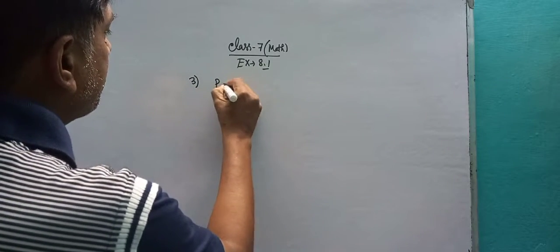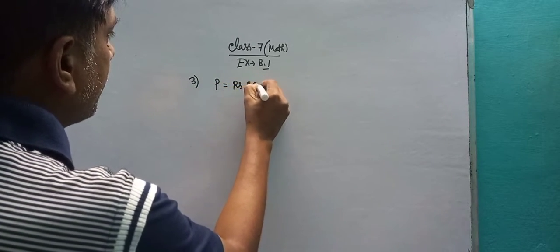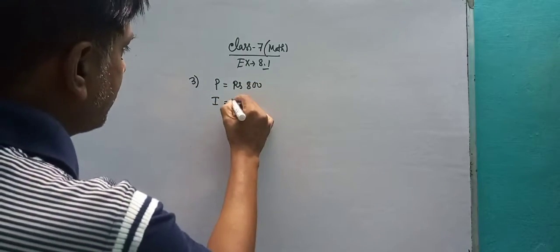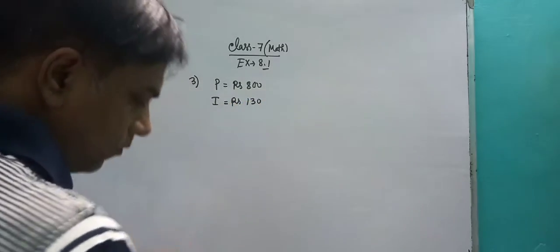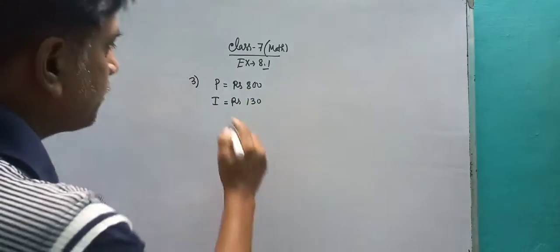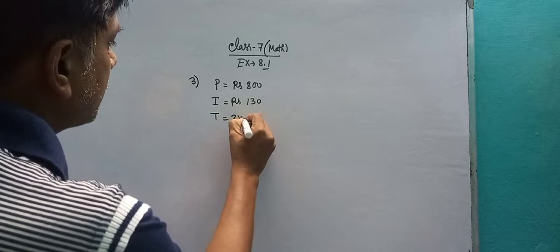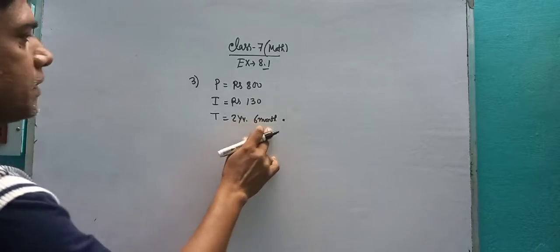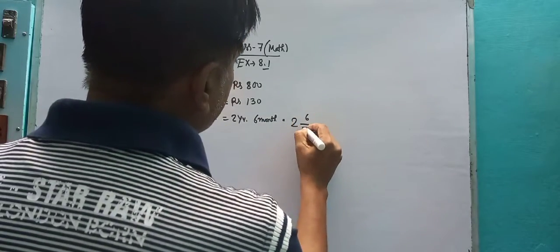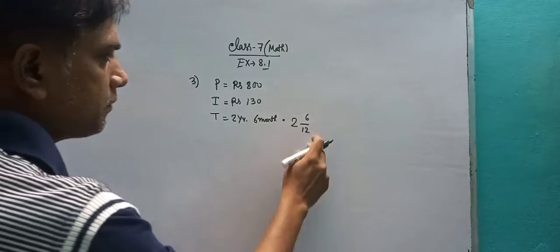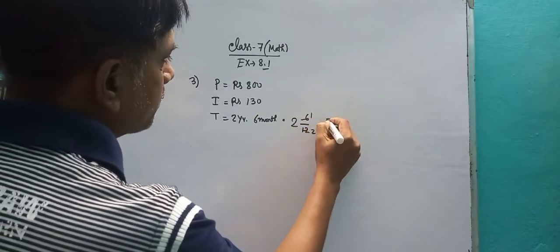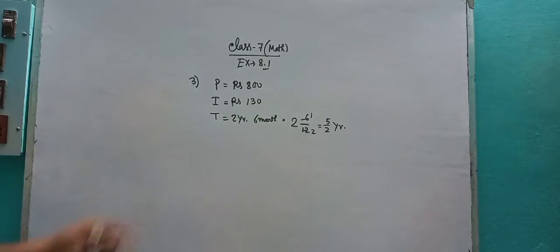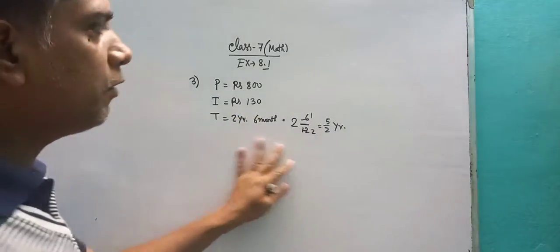That means the principal is rupees 800, the interest is rupees 130. Time is 2 years and 6 months. Now this is important. 2 years 6 months: 6 months means 6 by 12, that is 5 by 2 years. So you should always remember that time must be converted into years.